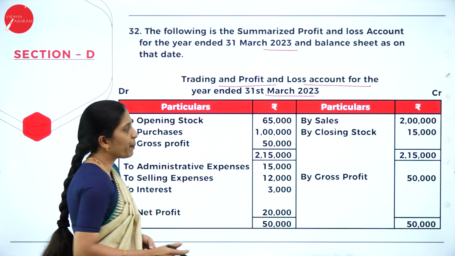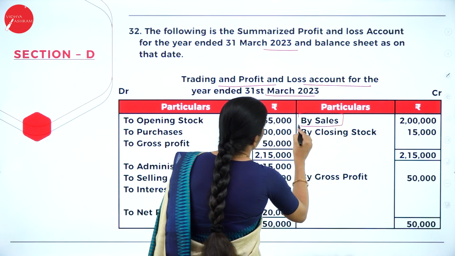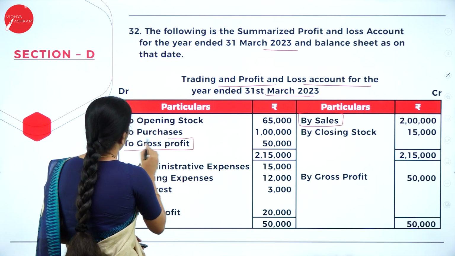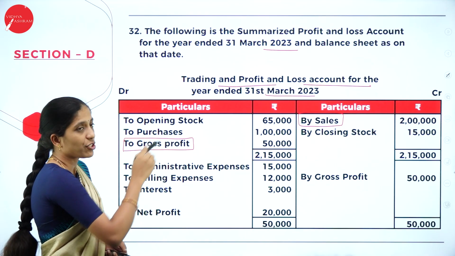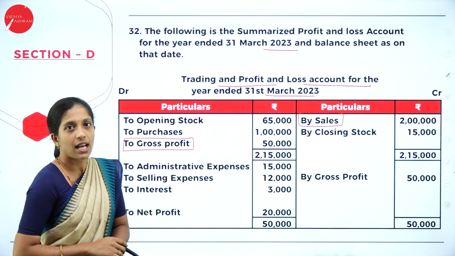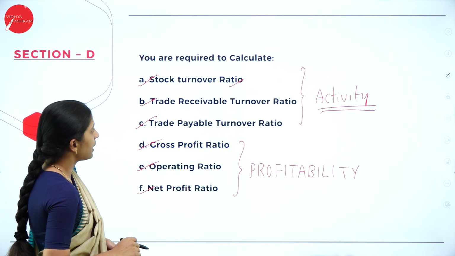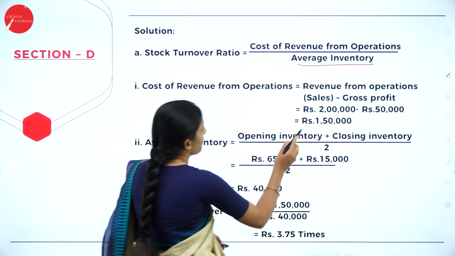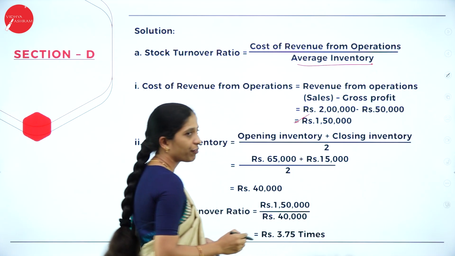Here, revenue from operations means what? Sales. So, sales minus gross profit will be cost of revenue from operations, that is 2 lakh minus 50,000. Cost of revenue from operations is 1,50,000. Now, let us see whether it is the same. Yes, sales minus gross profit, that is 1,50,000.